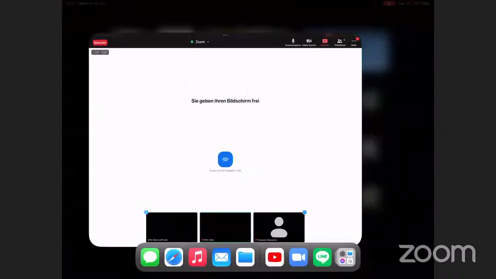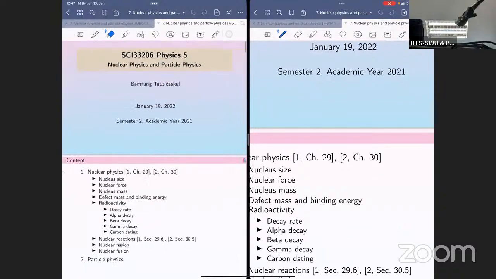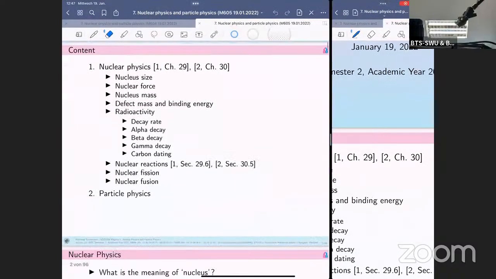Yes, we arrive at the alpha decay, right? It's the first example about alpha decay. Yes, I have prepared something more, right? So let's go further.